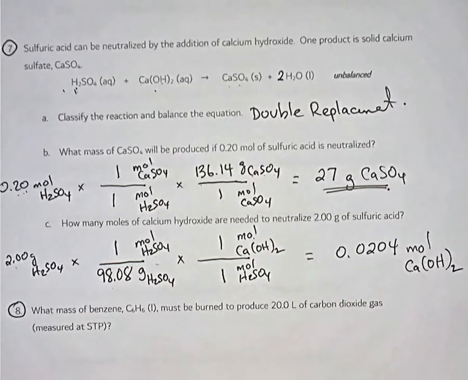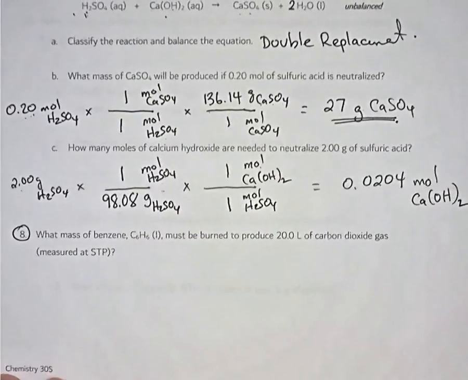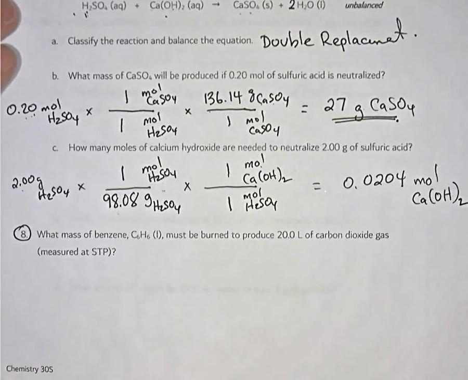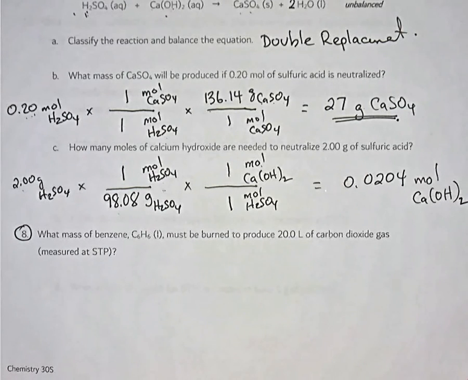All right, so now the next question is a little bit harder. It says, what mass of benzene, C6H6, needs to be burned to produce 20.0 liters of carbon dioxide gas, the gas being measured at STP? If you think you know what you're doing, pause the video and go ahead and try it. So the reason this question is harder is that there's no equation given, so we have to start by writing up a balanced chemical equation.